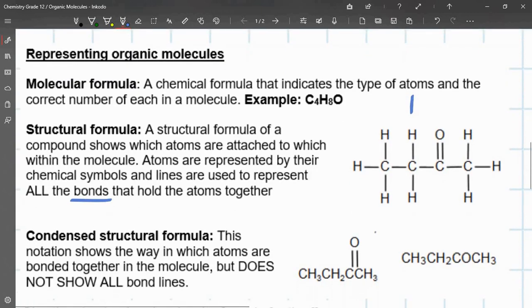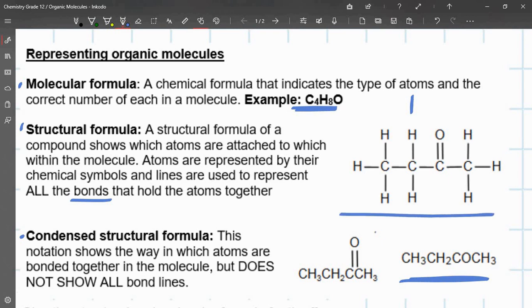And then finally we have condensed structural formula. It shows the way in which atoms are bonded together in the molecule, but does not show all the bond lines. It may just show 1 or 2, like in this case here. This is a special case, but most of the time it looks like this. You need to know these definitions. It's very important to know the definitions and know what each type of formula looks like. This is an example of a molecular formula, this is a structural formula, and this is a condensed structural formula.